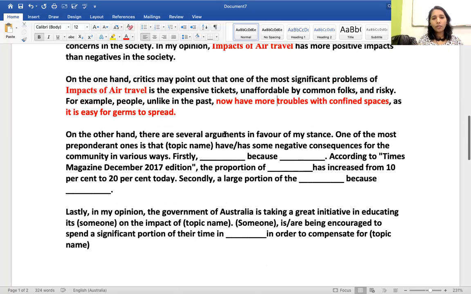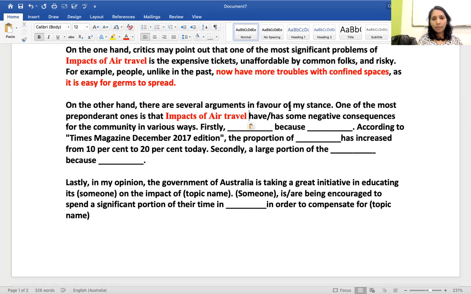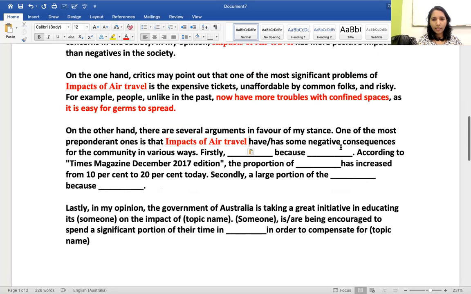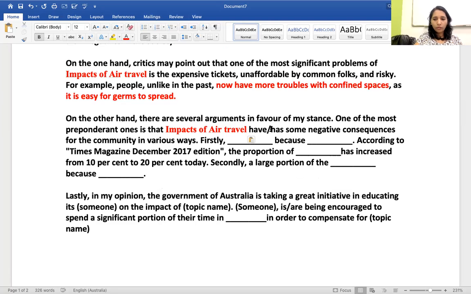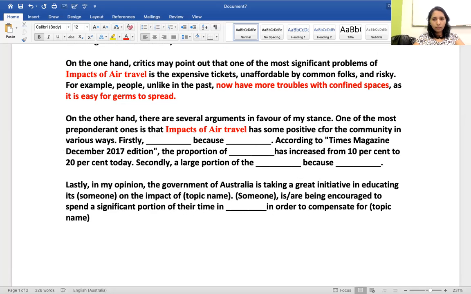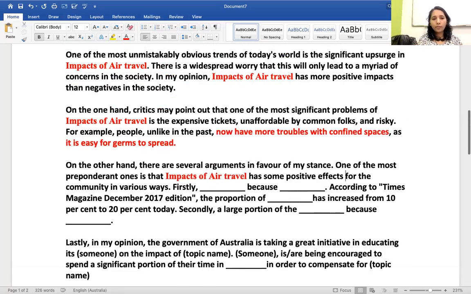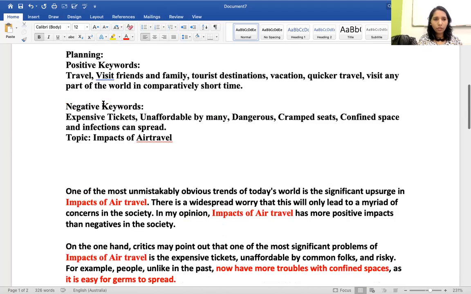On the other hand, there are several arguments in favor of my stance. One of the most preponderant ones is that, put in your topic name again, however, has, because you were talking about positive here, you would say has some positive consequences, or has some positive effects for the community in various ways. Now, firstly, you put your keywords.